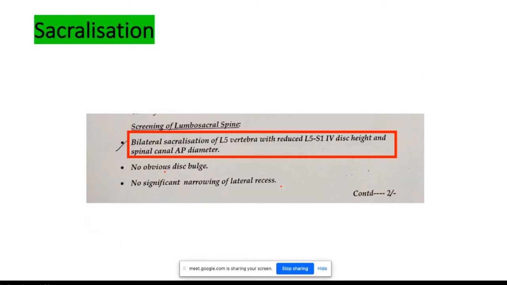So this was a case where bilateral sacralization of the L5 vertebra is there, with reduced L5 and S1 intervertebral disc height, and the anterior-posterior diameter of the spinal canal is also reduced. So this all says that the patient has symptoms similar to compression. Nerve compression symptoms will be present because of sacralization, and also the flexibility of the spine decreases once there is sacralization. The mobility grade will decrease here.